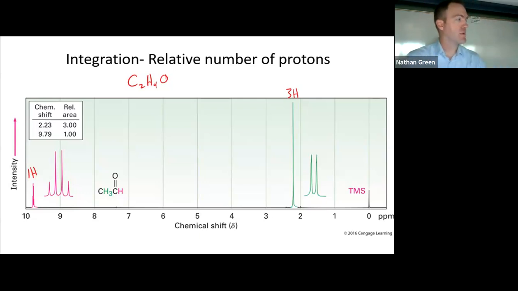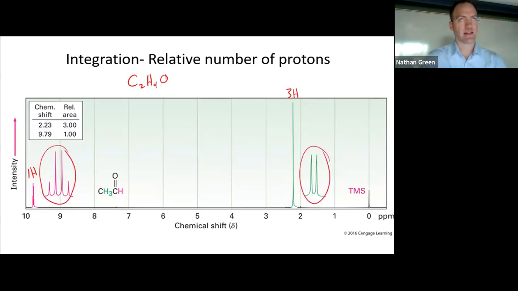The last thing that we need to talk about is what's going on with all this. Why do those look crazy like that? There is a thing in NMR called splitting. The number of protons that are neighboring another proton influence what the signal looks like. So this tells you about kind of the environment.